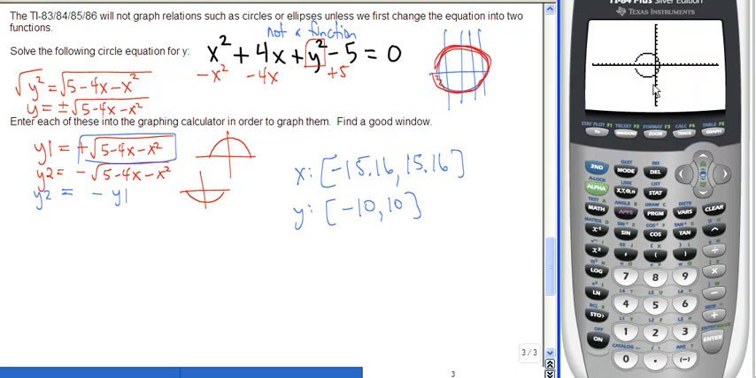So something to know about, you don't have to use this very often, but sometimes if you want to have a more representative picture, especially when you're talking about circles where it looks more like a circular shape instead of an elliptical shape, then you might try using that zoom square command to help fix your graph and make it look more representative.